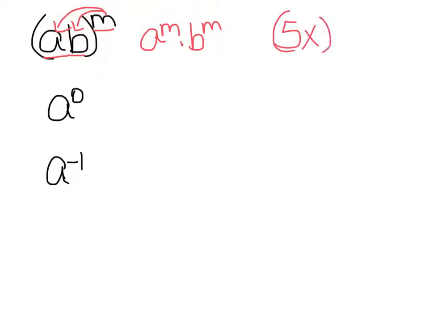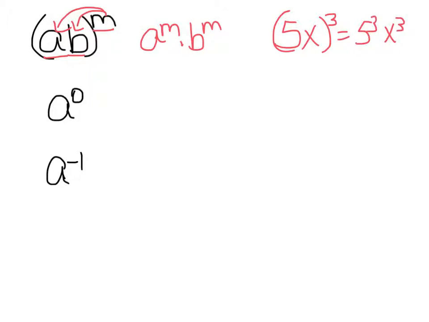When you have two base numbers, a and b, and that quantity is raised to the m, then that exponent has to be distributed to each entity inside that set of parentheses. So you would have a to the m times b to the m. An example of that might be 5x raised to the third. That means that you would have to raise 5 to the third as well as x to the third.